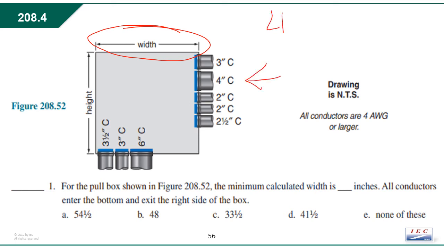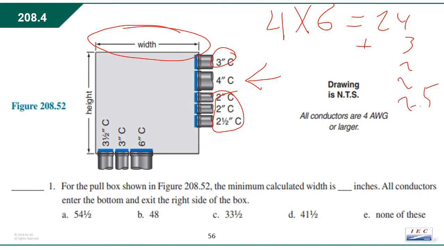I take 4 inches, multiply it by 6 according to 314.28. That gives me 24. Then I add the remaining conduit sizes. 3 inches, 2 inches, 2 inches, 2.5, for a total of 33.5 inches. Is that one of our answers? You bet. So the answer to that one would have been letter C. That's how you do a right angle pull and a straight pull when it comes to large junction boxes or pull boxes that use all conductors 4 gauge and larger.